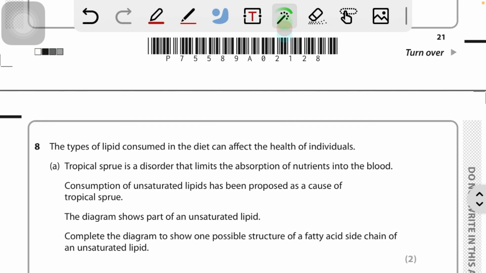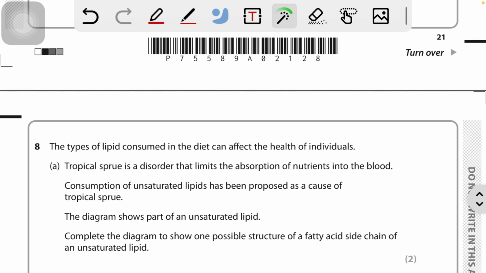So we are solving January 2024 Unit 1 Question A. The types of lipid consumed in the diet can affect the health of individuals. Okay, so the type of lipid consumed in the diet can affect the health of individuals. Like whatever I consume, it can affect me.